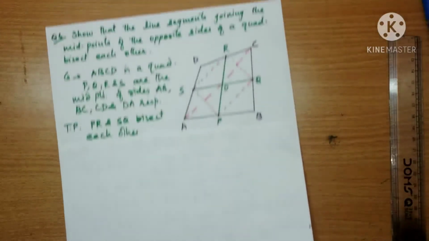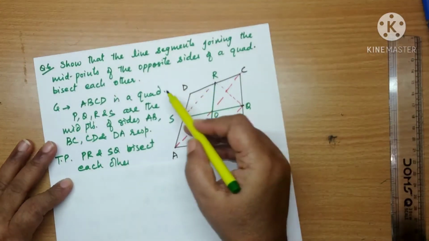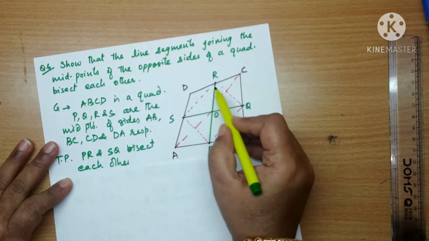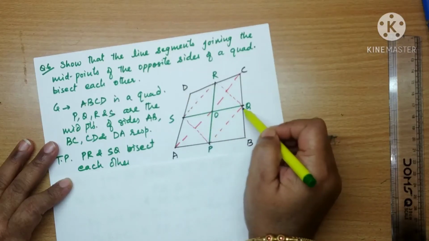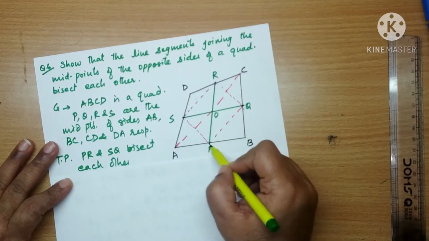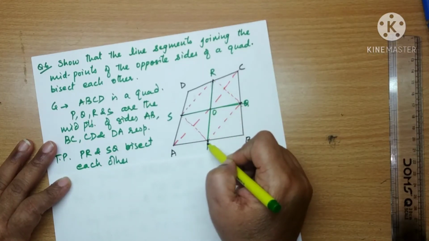Right? Now with this, moving on to question number 6 of the exercise. It says, show that the line segments joining the midpoints of the opposite sides of a quadrilateral. See, these are the midpoints. ABCD is a quadrilateral given, PQRS are the midpoints given. We need to prove that the line segments joining these, PR and SQ, bisect each other.